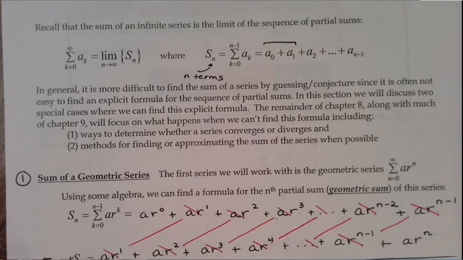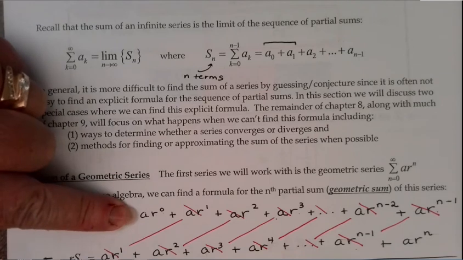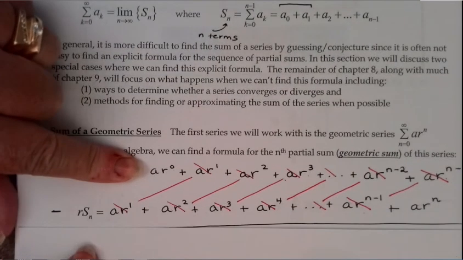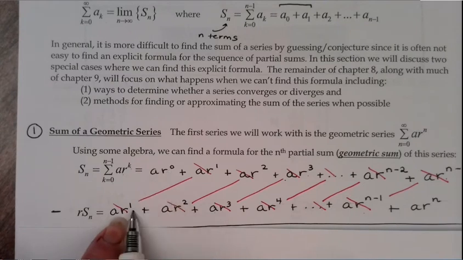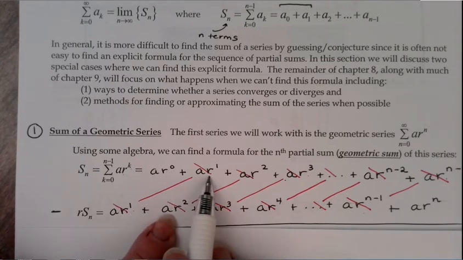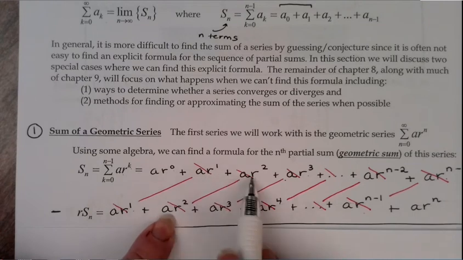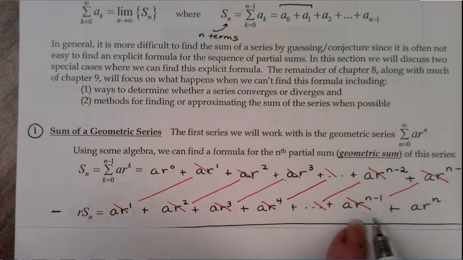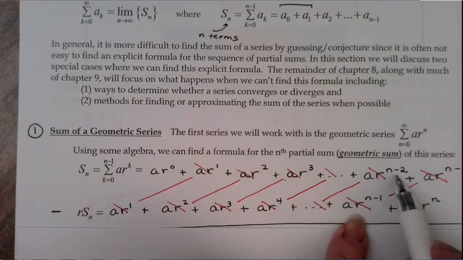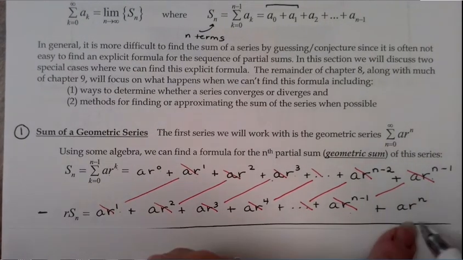In the next line, I'm going to take this series and I'm going to multiply it by r. So the exponent on all the r's is going to go up by 1. So now I'll have a r to the first. This one will become a r to the second. This one will become a r to the third, a r to the fourth, and so on. And now my last two terms, adding 1 to the exponent, a r to the n minus 1, and then finally, just a r to the n.